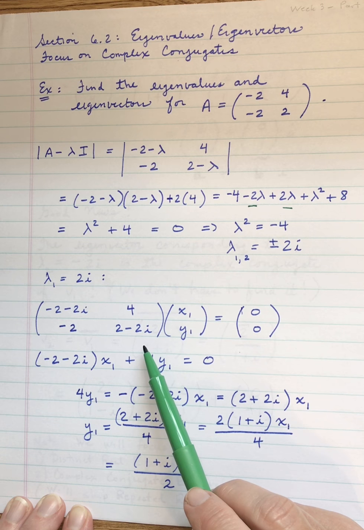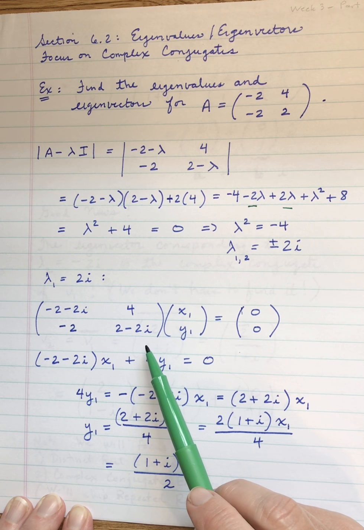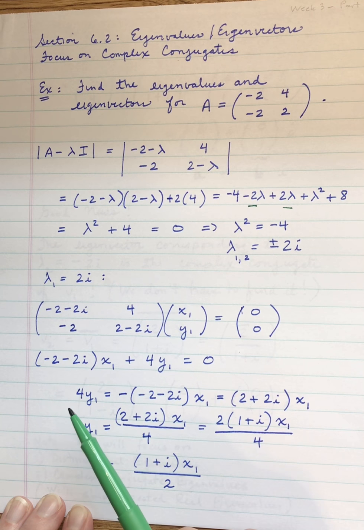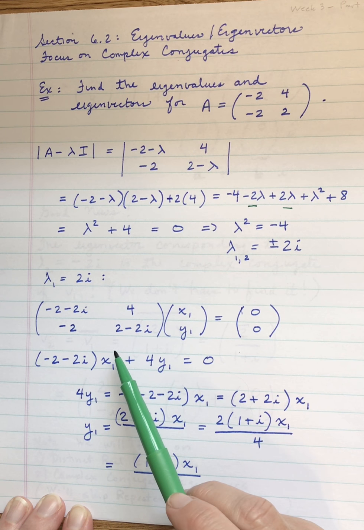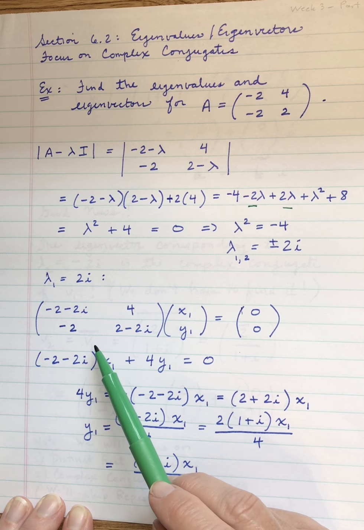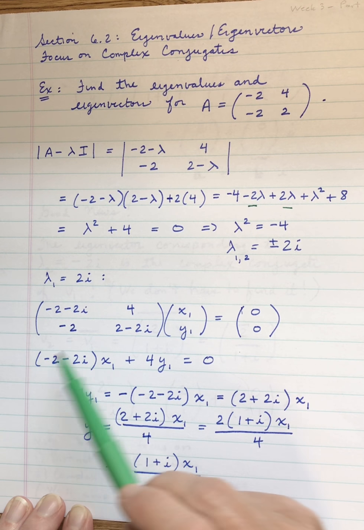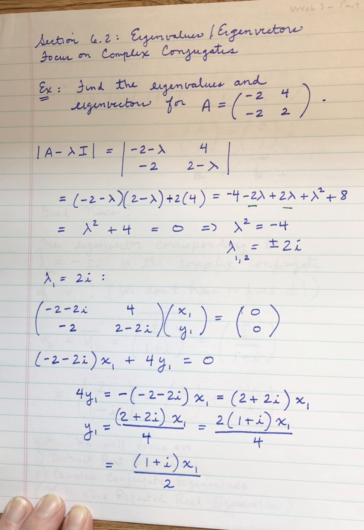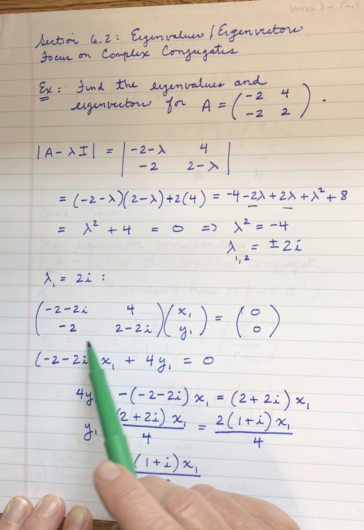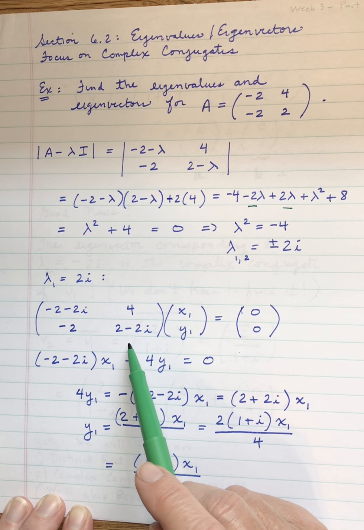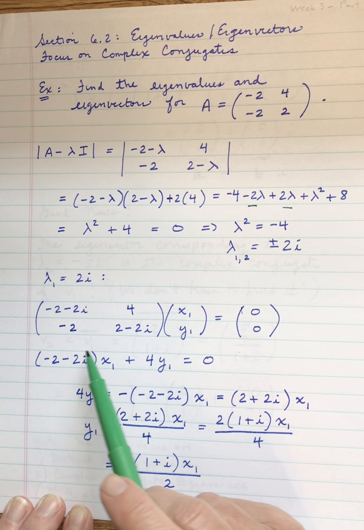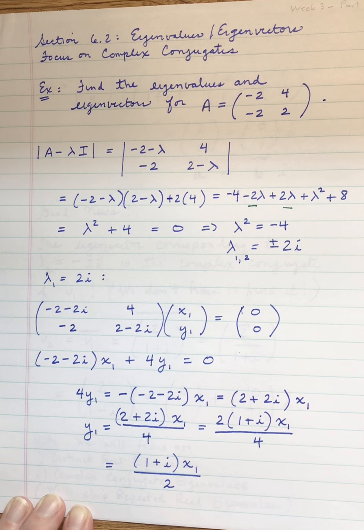Now think back to the previous examples when we had real numbers. We could easily look at these two rows and tell that they were constant multiples of one another. We know they're constant multiples of one another because the determinant of this matrix is 0. That's how we found the eigenvalues. It's not obvious that these two rows are constant multiples of one another, but they are. They're just imaginary numbers multiplied by one another to get the other equation.